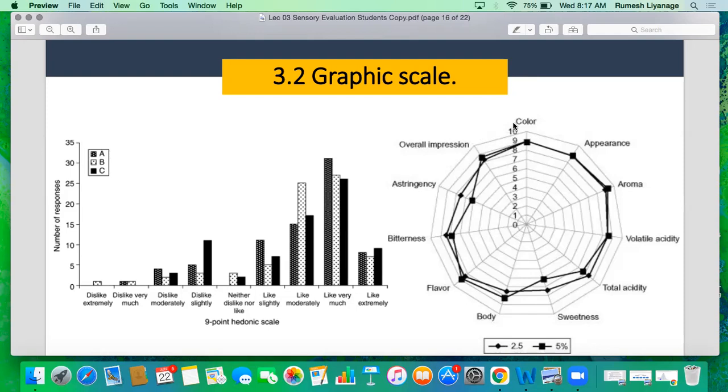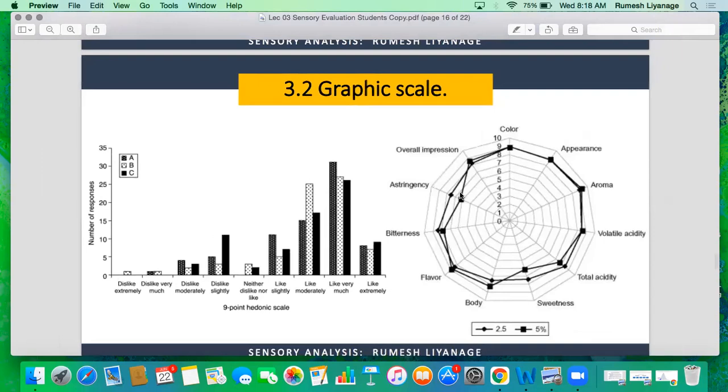So closer to 10 means that is the best one. So easily you can select using a graphical scale.